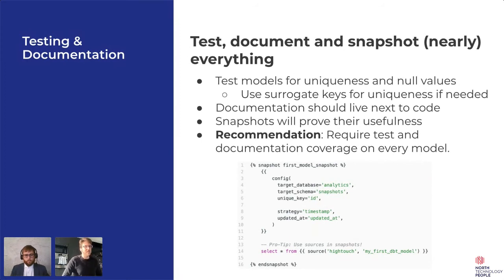The other thing is snapshots. I think snapshots, which is another feature built into dbt, will always prove their usefulness. They will save you one day when you need to refer back to exactly when the data in a model drifted, so I would definitely snapshot your key models. My recommendation is that test and documentation coverage is required on every model. But at the same time, you can go overboard, so it's important to not over test. Otherwise, you're going to be dealing with a large backlog of failing tests that never get cleaned up, and that's not fun.